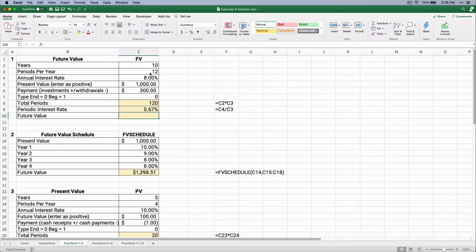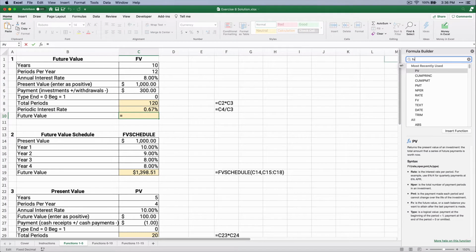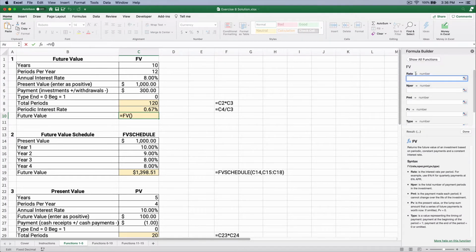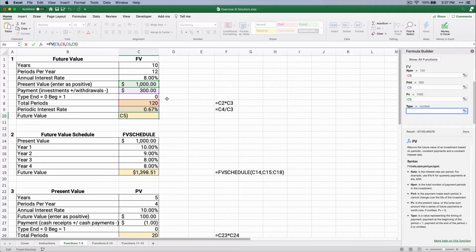And then the future value is the calculation, so that's FV. So we're going to search for FV, future value. And what we need, several things. We need the rate. This needs to be the periodic interest rate, or we need to take the 8% divided by 12. We've already done that, and that's the periodic rate. The number of periods is going to be the total periods, so 120 in this case. This is a monthly problem, so we're talking about 120 months. The payment is going to be $300. The present value is going to be $1,000. The payments happen at the end of the period, so we're going to put a 0 there. We have that 0. We're going to point to it.